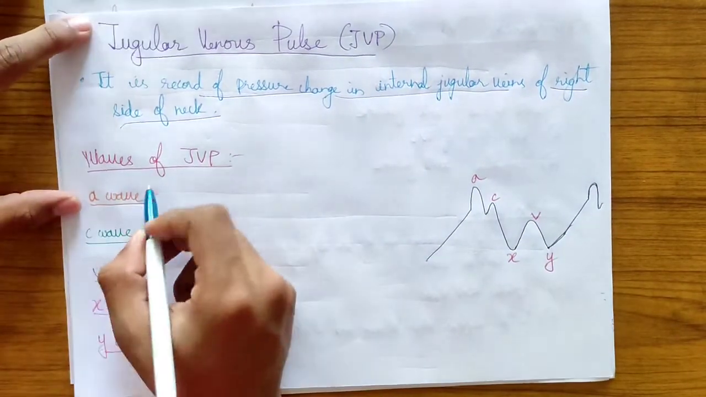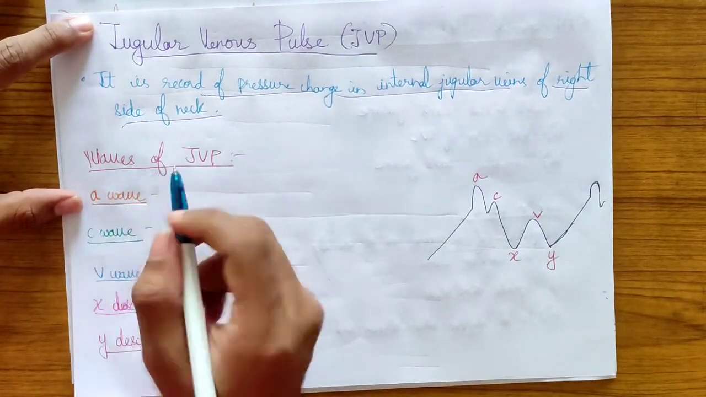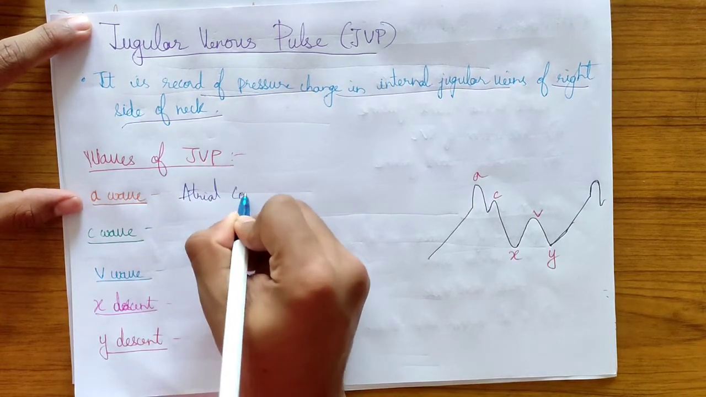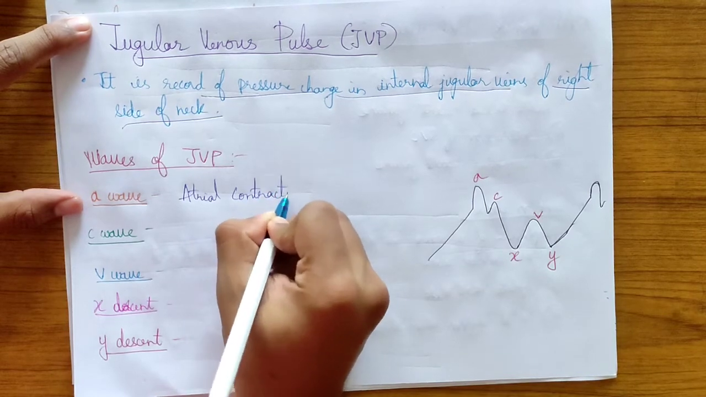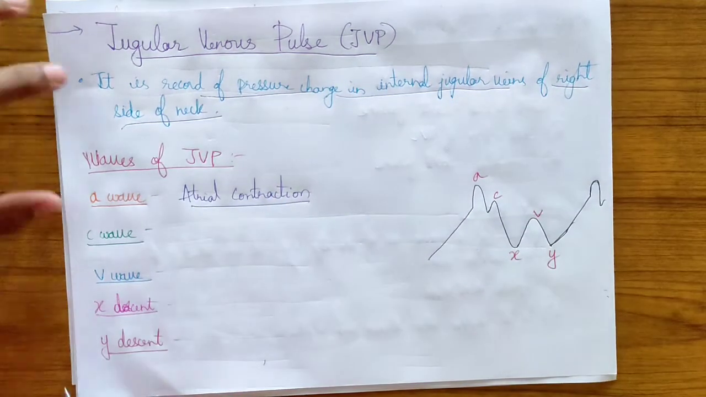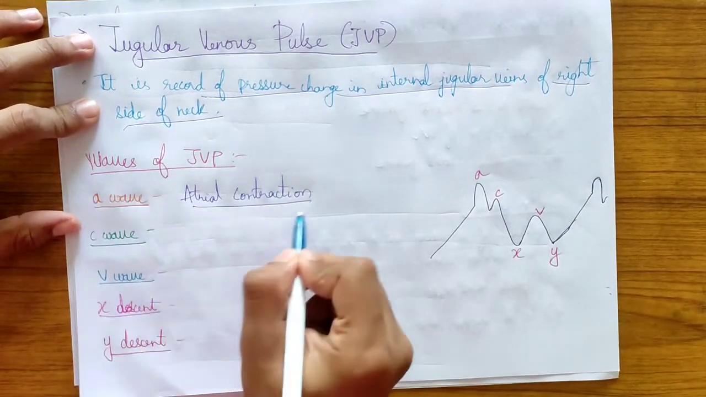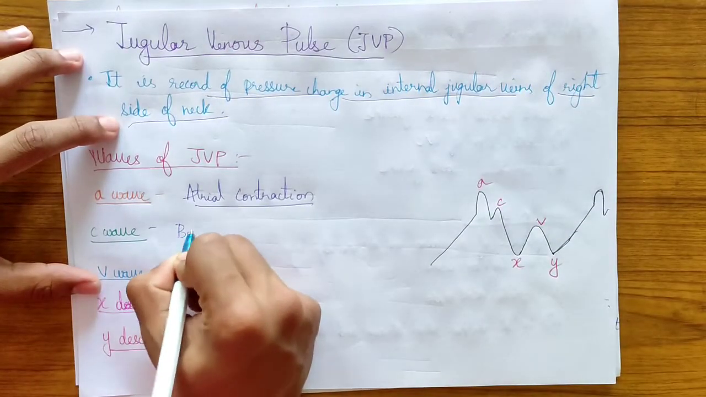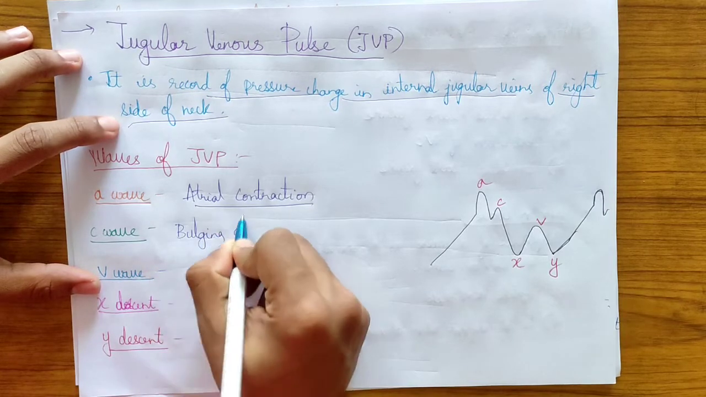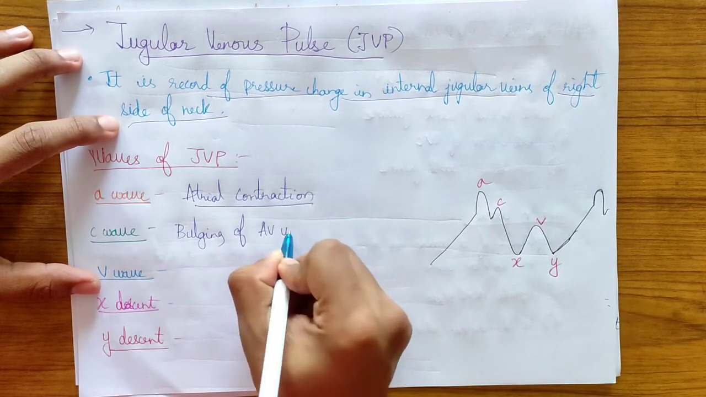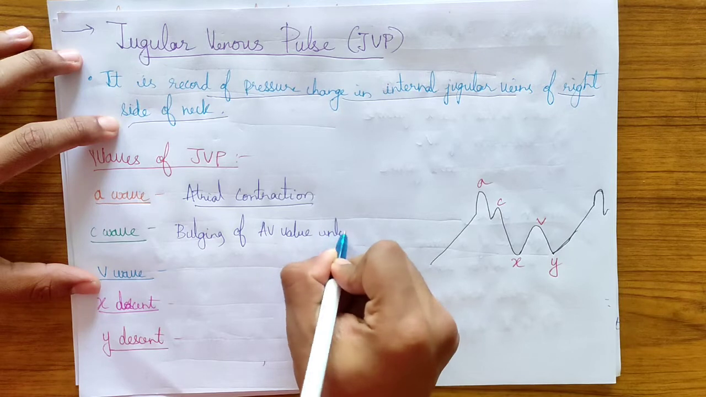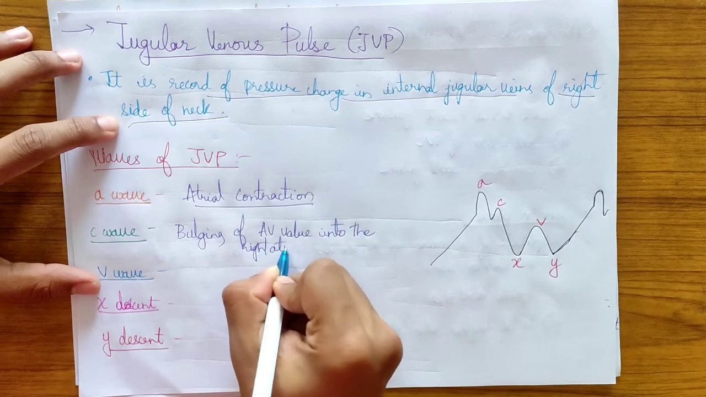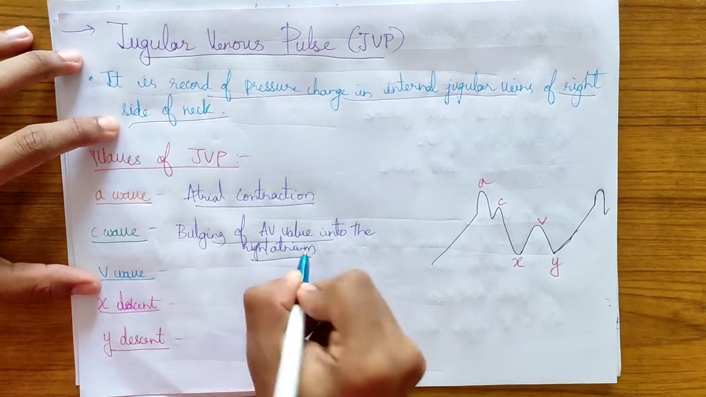So the waves in the JVP are the A wave. The A wave happens due to the atrial contraction. So when does this happen? This happens during the atrial systole phase. So A, therefore atrial contraction. Then comes the C wave. It occurs due to the bulging of the AV valve into the right atrium. So therefore the C wave is seen.